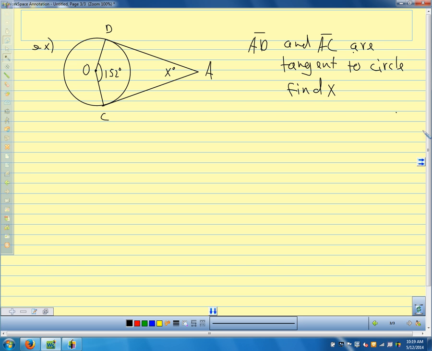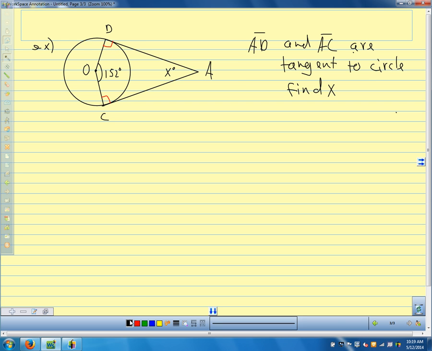So, what are we going to do here? Well, the problem tells us that AD and AC are tangent to the circle. What does that tell us about these two angles here? What kind of angle is this? 90 degrees. A tangent line is perpendicular to the radius. These are radii. So this is 90 degrees, and this is 90 degrees.